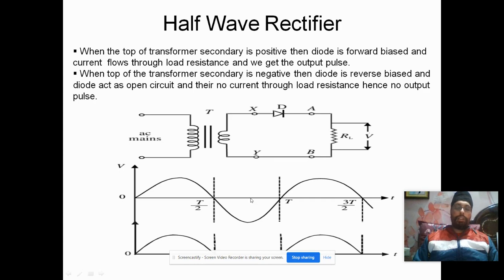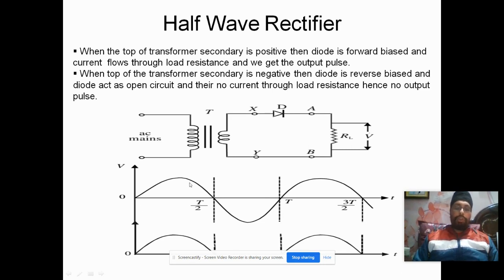But when the negative cycle of the input comes, x will become negative, y will become positive. So the diode is reverse biased. In that case, the diode will not conduct. If it does not conduct, there is no current through the load resistance, which means there is no output. That's why this is empty between T by 2 to T. When there is a negative half cycle, there is no output.